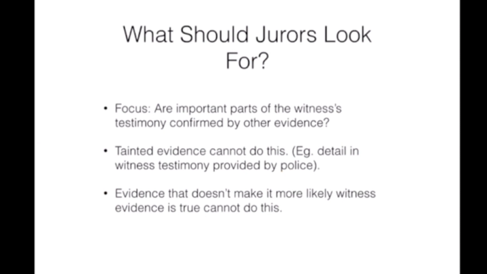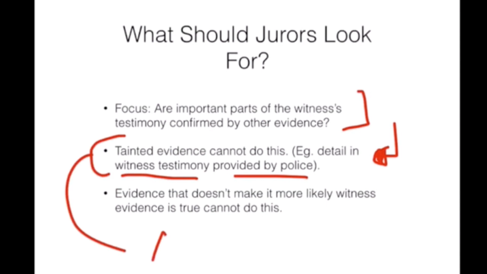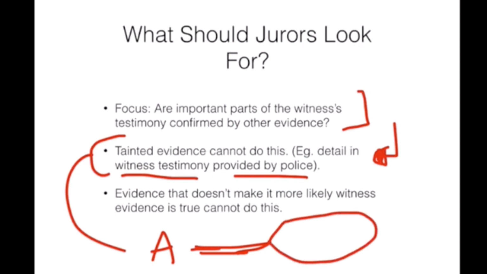And to wrap this up, what should jurors look for? Well, when they're looking at confirmatory evidence, that's the focus. They are not allowed to use tainted evidence, right? So where the detail in a witness's testimony is provided by the police. So for example, let's make this much more concrete. So witness A is the problematic witness and says, well, I know he did it because I saw the gun and it was a .38 Magnum or whatever. That's what the gun was. So I know it's true.